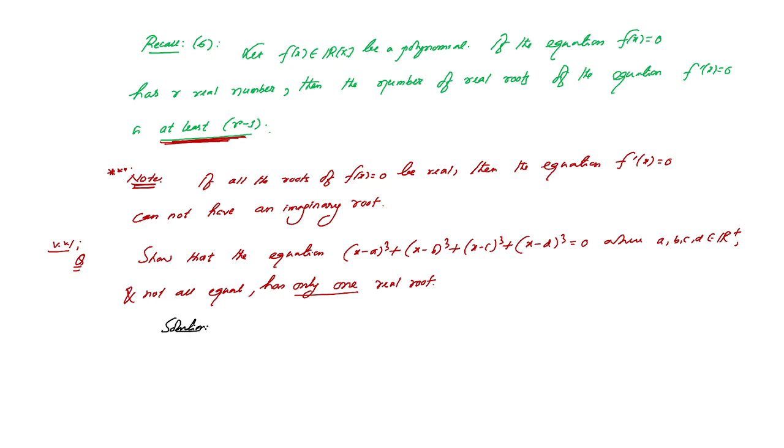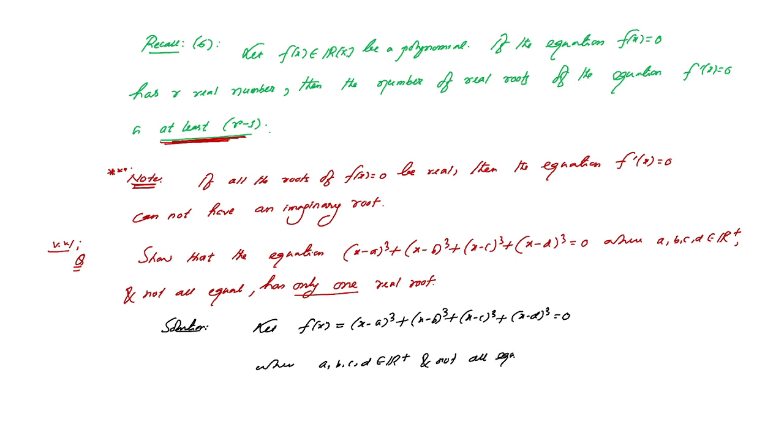So what is the solution? First we consider this equation as f(x) equals 0. So f(x) equals (x minus a) whole cube plus (x minus b) whole cube plus (x minus c) whole cube plus (x minus d) whole cube equals 0, where a, b, c, d are all positive real numbers and not all equal. We can't say a equals b equals c equals d. This is equation number 1.